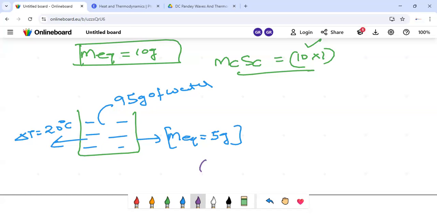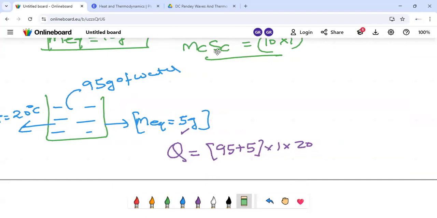Now in 100 gram, 95 is going to water and 5 gram of heat is going where? To the container. Yes, to the container. That is the application of water equivalent. So here we will write (95 plus 5) into 1 into 20. Let's say if water equivalent is not mentioned, but mass and specific heat of container are mentioned, fine, we will use that. But we should understand in both case scenarios how to get the total heat.